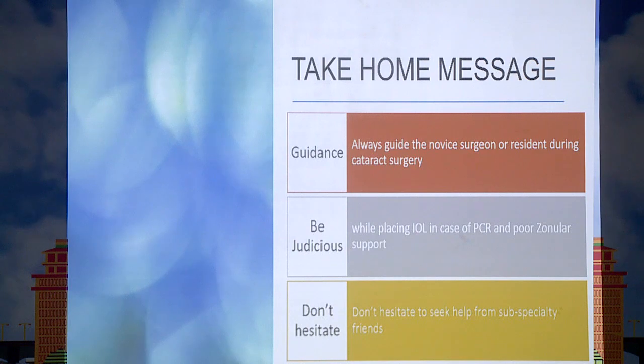Number two, while placing the IOL in case of PCR or poor zonules, be judicious. If there is 180 degree zonulolysis and I am putting the lens and it is inferior, it is going down, we should stop there. If the PCR is a little bit, okay, we can manage these things. But with a bigger PCR, if we are putting these things, it is going to sink. And the inferior rim should be intact. That is very important.